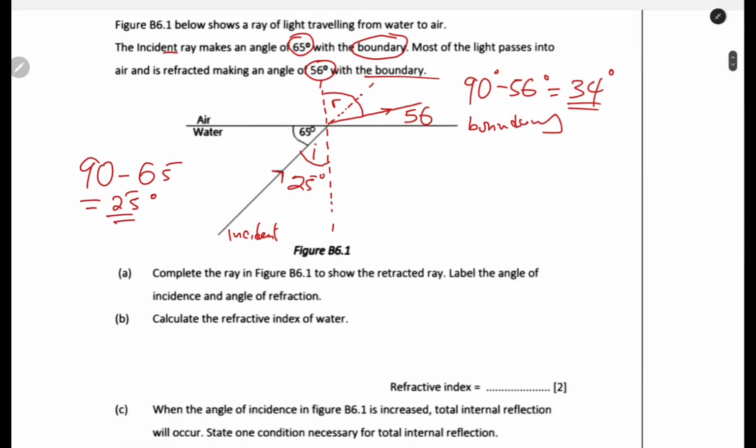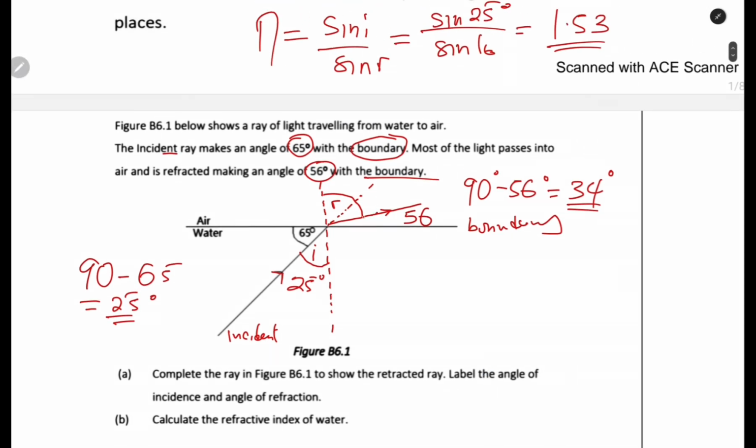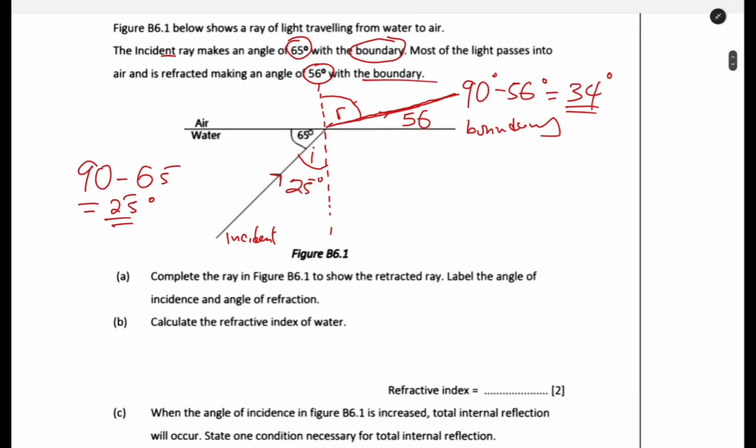Okay. So what is the first question? Complete the ray in figure B 6.1 to show the refracted ray. Label the angle of incidence and refraction. So what I've just done here is completing the diagram, indicating how the ray will come out, and of course indicating the angle of refraction. But I'm not saying that you draw these lines that I've drawn straight; you just have to know that. So I've completed the diagram, and the first question is answered.